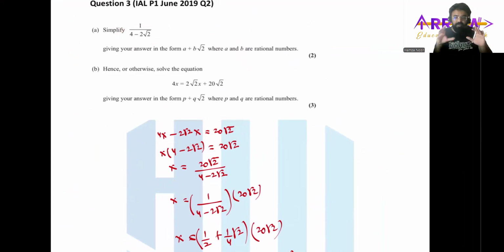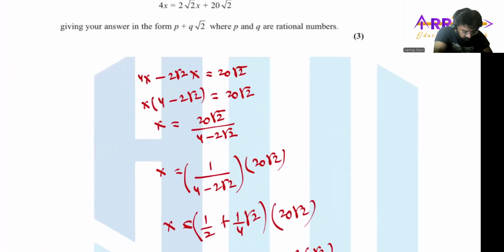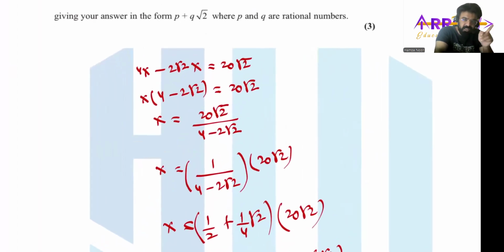Now, when you are solving the equation, you are essentially finding the value of the unknown variable in the equation, isn't it? Since this equation is in terms of x, obviously I need to find the value of x, and I need to give my answer in the form of p plus q root 2. So first of all, I'm going to make x the subject of the equation. For that purpose, I'm going to collect the terms in x on one side and the terms without x on the other side of the equation.